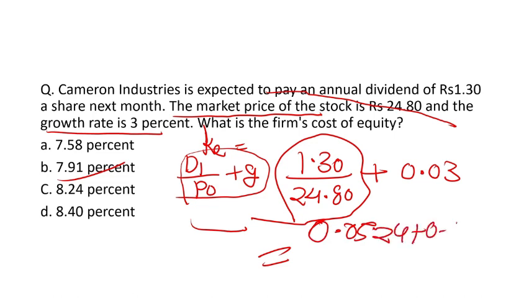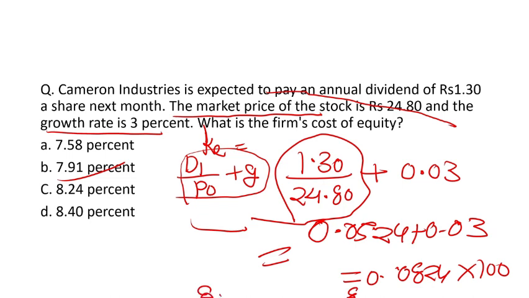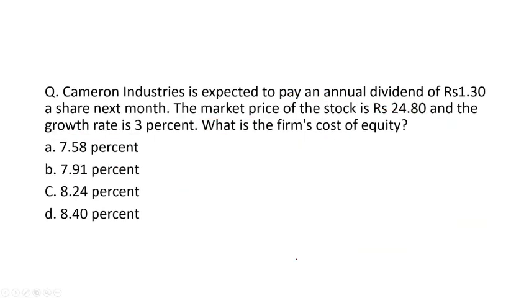Then you have to add 0.03 to it, and then you will get 0.0824. When you multiply it by 100, you will get the answer 8.24%. So option C will be the right answer, 8.24%.